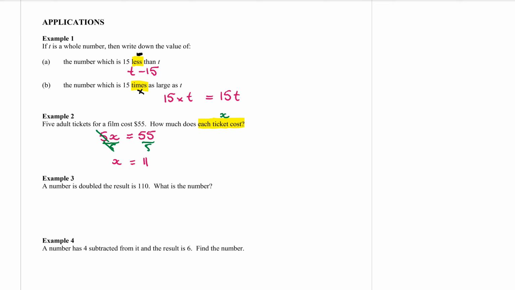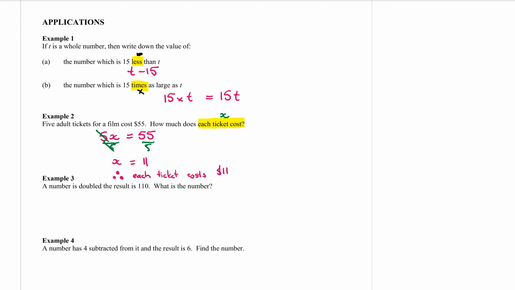Now, because this was a word question and x was a letter that I introduced in here, you should explain your answer at the end. So we use the little 3 dots like this, which means therefore each ticket, because that's what I was trying to find, each ticket costs $11.